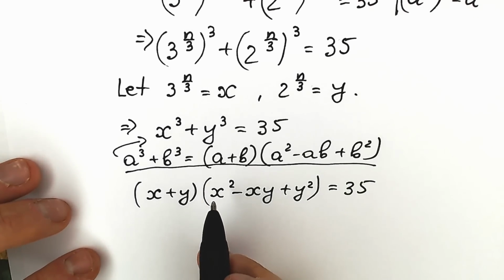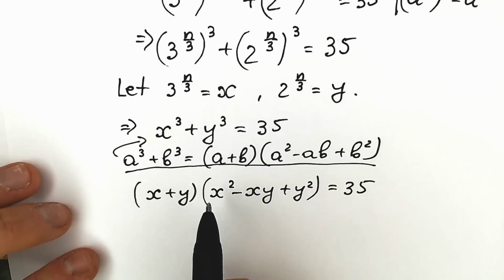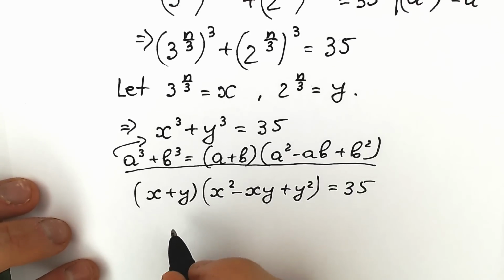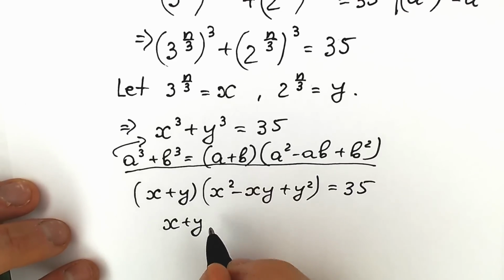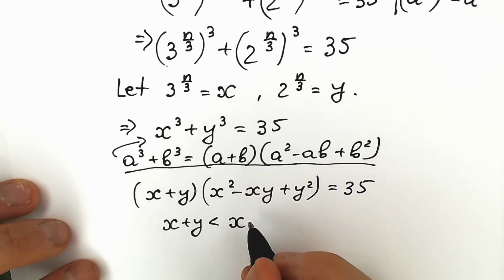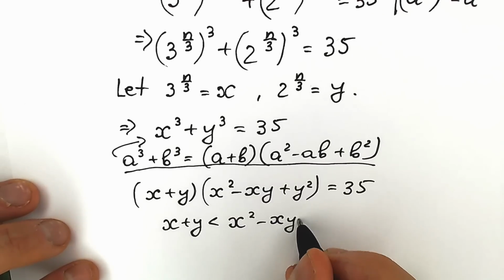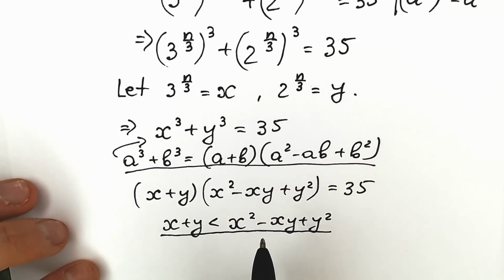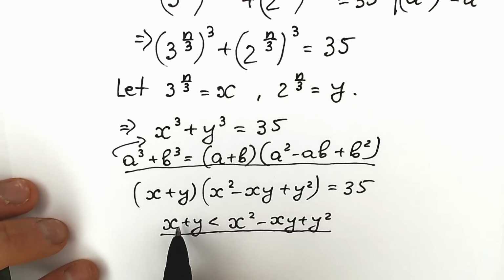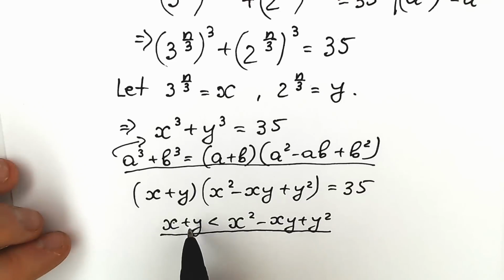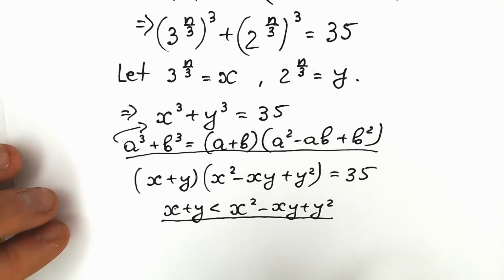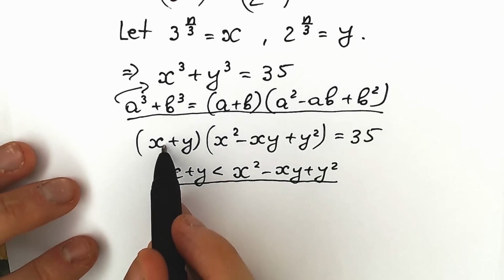We have a product of two parentheses, and there is one really interesting identity in terms of math, because this parenthesis is less than this one. Okay, so x plus y is less than x squared minus xy plus y squared. These are our identities from school. I don't want to prove it, but I hope you understand my logic. It doesn't matter what values x and y have, x plus y is less than x squared minus xy plus y squared. What it tells us is that this parenthesis is less than this one.